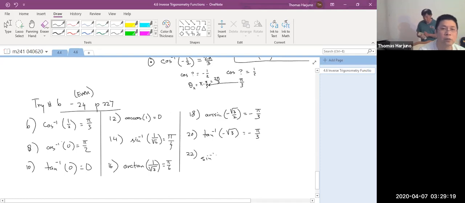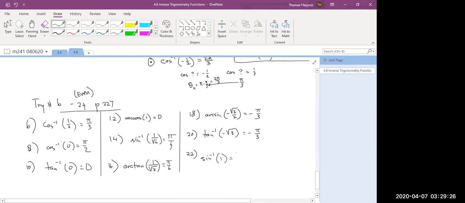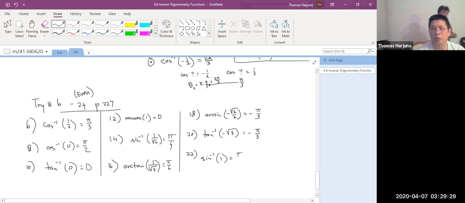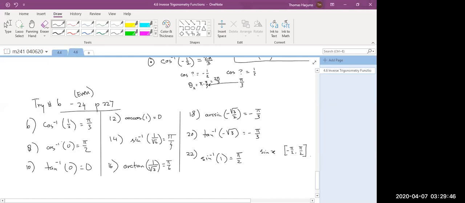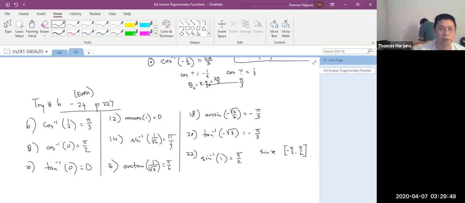Sine inverse of 1 is... It can't be pi over 2, right? Because of the domain. It is actually okay, because the restricted domain for sine to make it 1-to-1 is negative pi over 2 to pi over 2, including the endpoints. Only tangent inverse does not include the endpoints.